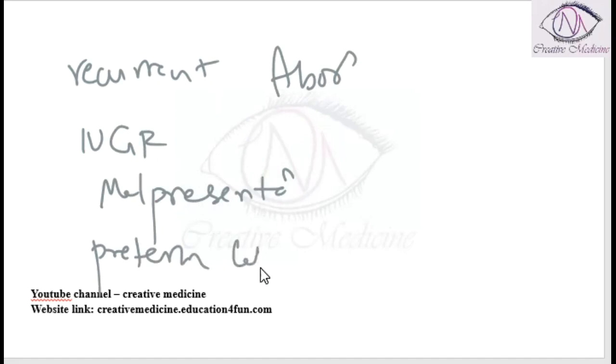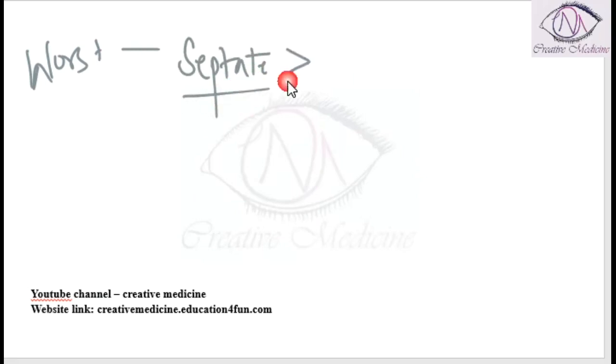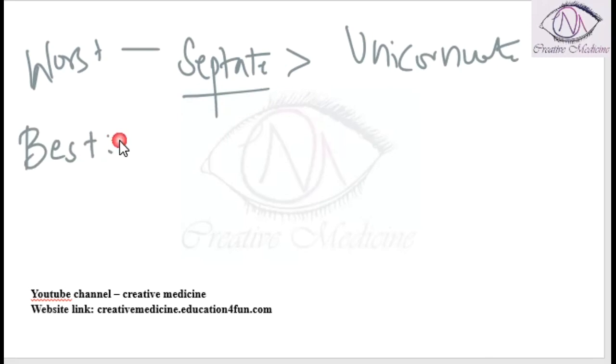The worst reproductive outcome in the Mullerian malformations is seen in septate uterus followed by unicornuate uterus. Mullerian malformations associated with the best reproductive outcome include the arcuate uterus.